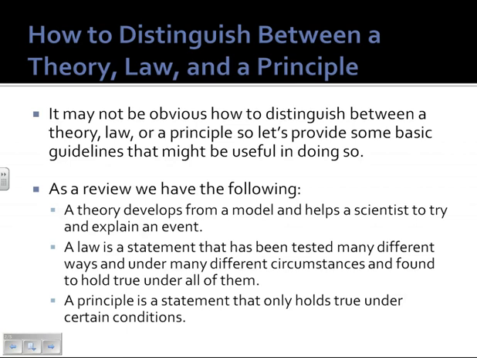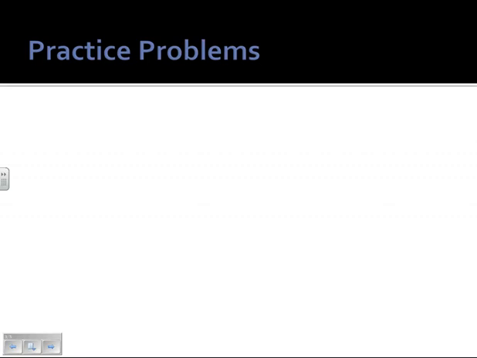As a review, we have the following. A theory develops from a model and helps scientists to try and explain an event. A law is a statement that has been tested in many different ways and under many different circumstances and found to hold true under all of them. A principle is a statement that only holds true under certain conditions. So let's look at some practice problems in which I'll ask you to try and distinguish between the three. First, let's look at the first problem here.